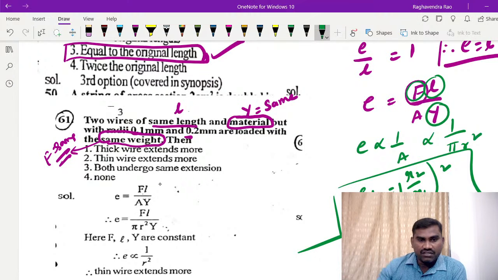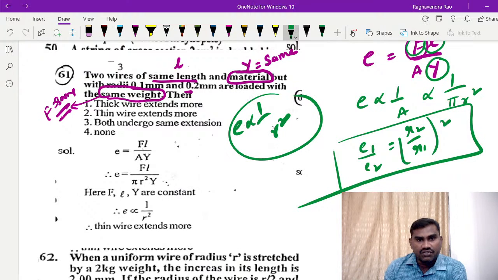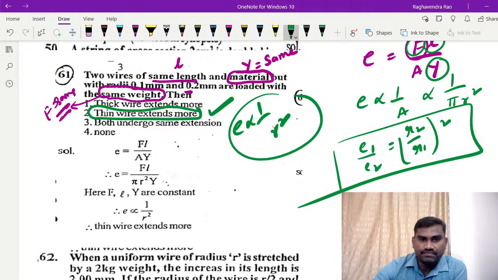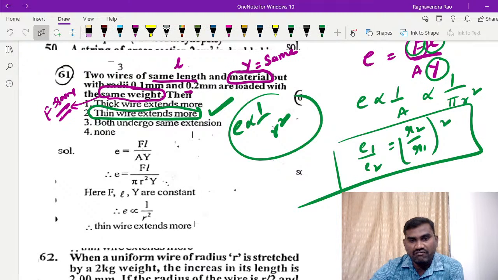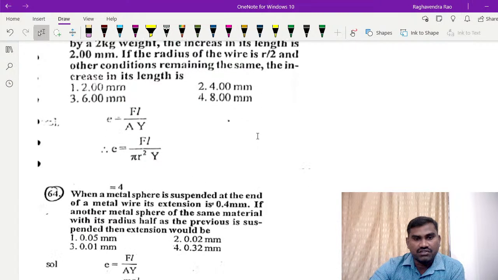So for the wire which is thin, the radius is less and the elongation will be more. So E is proportional to 1 by R square. Thin wires extend more, because elongation and radius are inversely proportional.